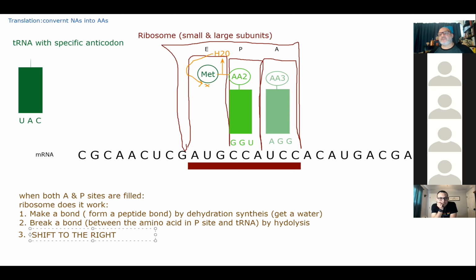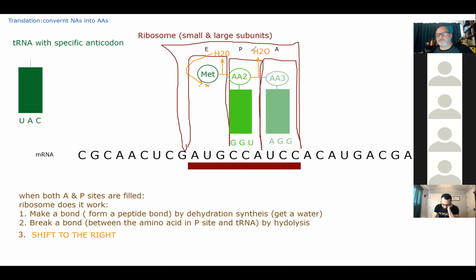The first thing it's going to do is make a bond. Where? Between amino acid 2 and amino acid 3. Excellent. What process does it use to do that? Dehydration synthesis. And as a result, what do we get from that process? Water. Excellent. That water can then be used for our second process. What's the second process?